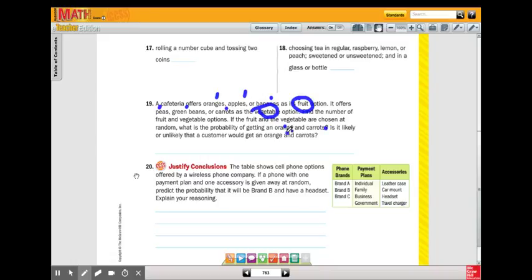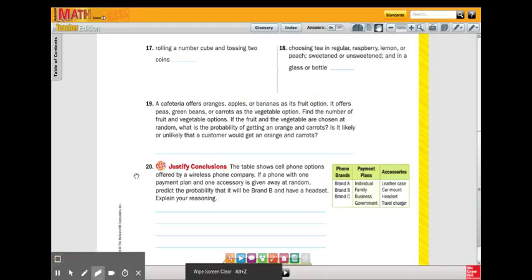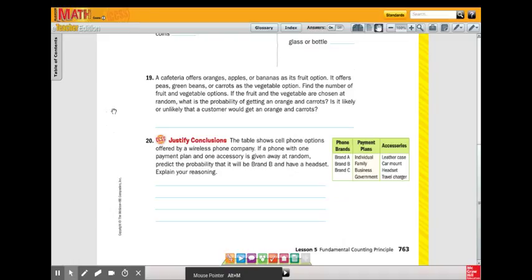So, how many choices are there? How many choices out of the fruit are oranges and how many choices of the vegetables are carrots? I think you can get that one figured out. See how it goes. The last one, number 20. I think it's the last one. Yeah. Wow, they gave you a whole 4 lines. It must be a paragraph.